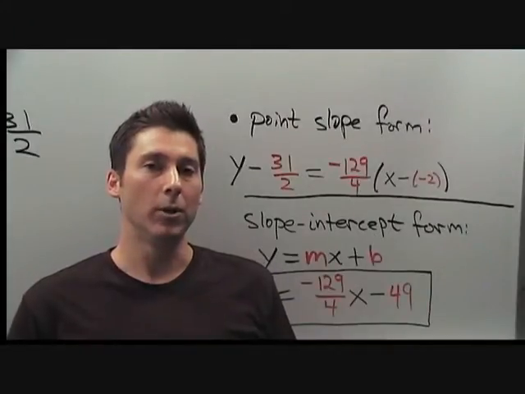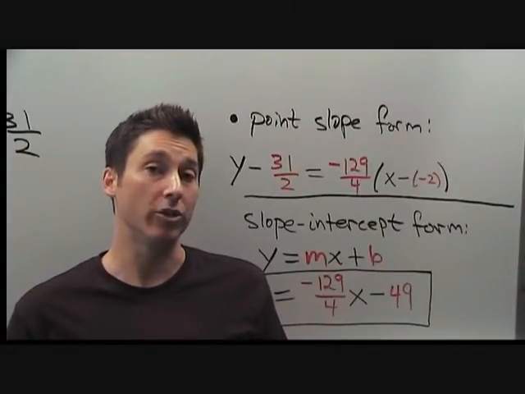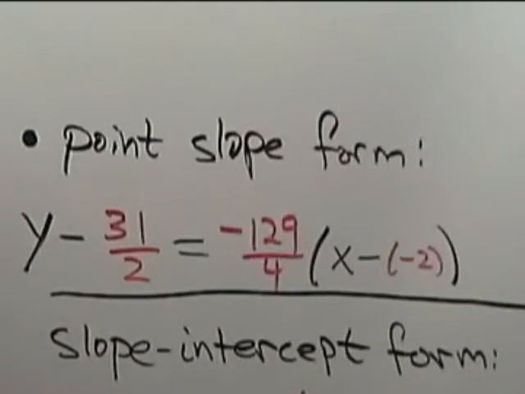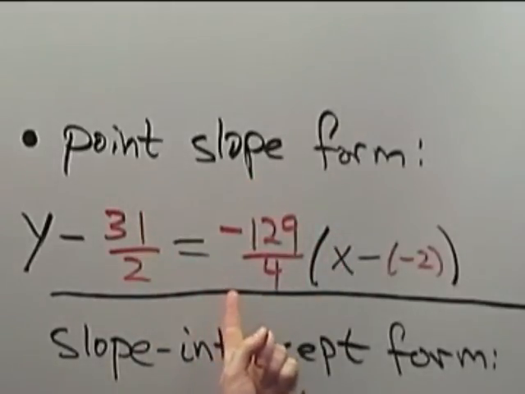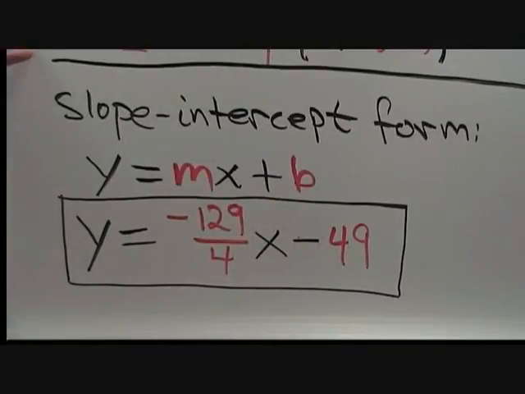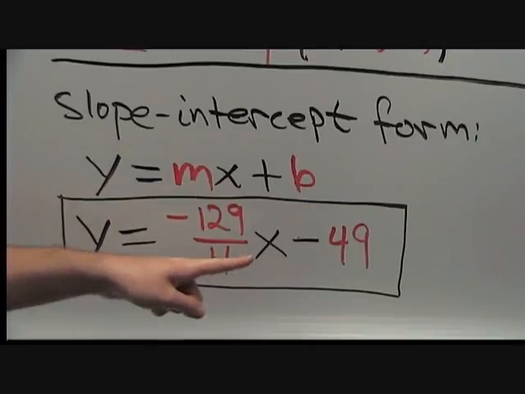To conclude the problem, we needed to write down the equation of a line that had the slope of -129/4 and passed through the point -2, 31/2. The easiest way to do that was to use point-slope form, which gave us this expression for the line. However, this was not the final answer because it is not in slope-intercept form. We need our line to look like y equals mx plus b. Rearranging gives our final answer of y equals -129/4 times x minus 49.